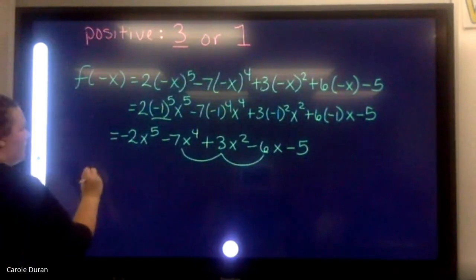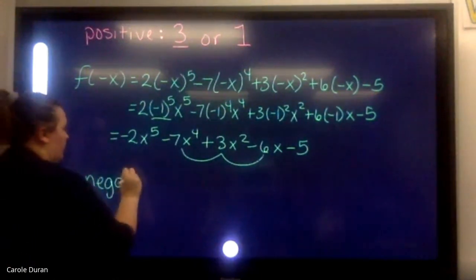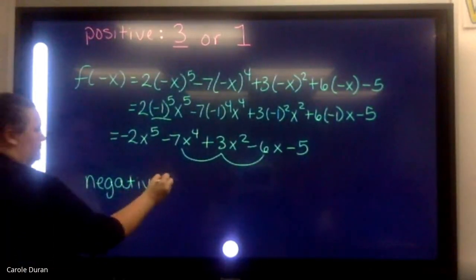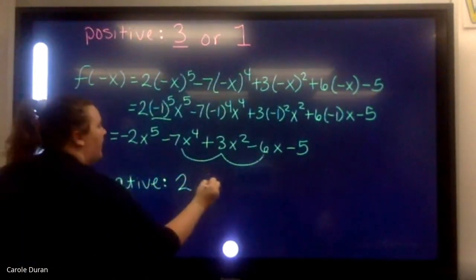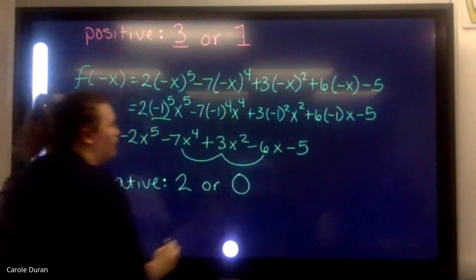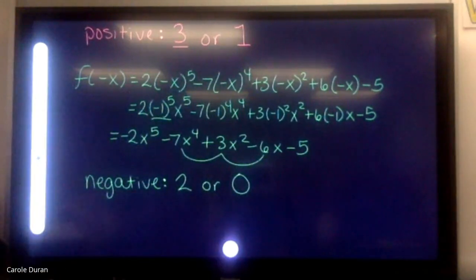So when I talk about the number of negative roots I could have, how many sign changes did I have occur? 2. But I can subtract 2 from that. And 2 minus 2 is 0. So I have 2 negative roots or I have 0 negative roots. Interesting. So we count the number of sign changes that occur for our respective root, and we subtract 2 as many times as is possible.